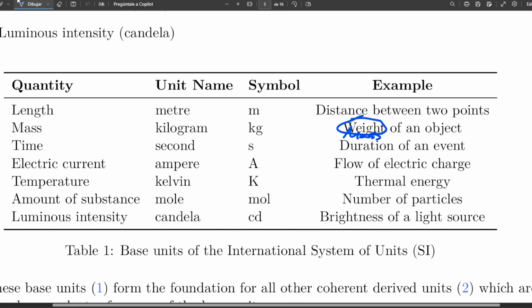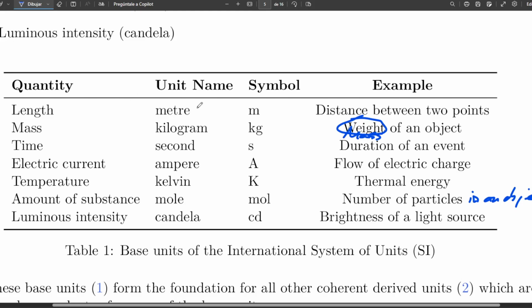Time could be used to talk about the duration of an event. That's okay. Electric current would be the flow of electric charge. Temperature would be thermal energy. How hot, how cold is something. Amount of substance is the number of particles in an object. And finally, luminous intensity would be the brightness of a light source. For example, the brightness of a light bulb.